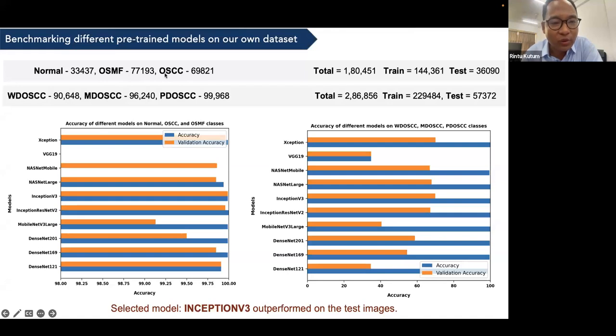Then the subgrouping of the OSCC was done again, which was composed of around 286,000 data points. Again, we split this 80-20, where you had 229,000 for the training data set and 57,000 for the validation. And this is a typical framework that we follow for all our machine learning activities.